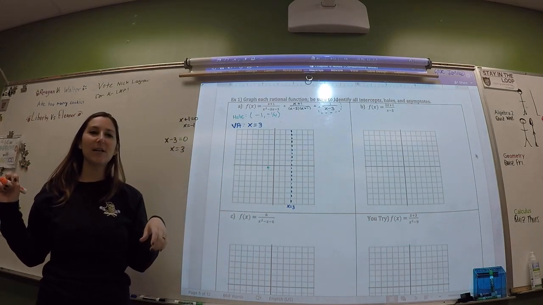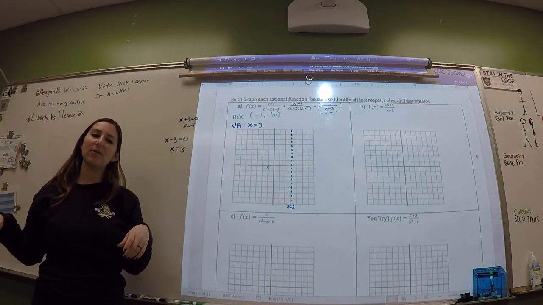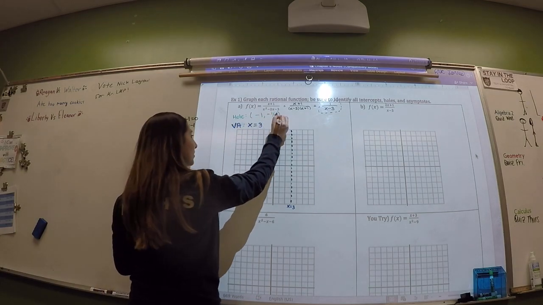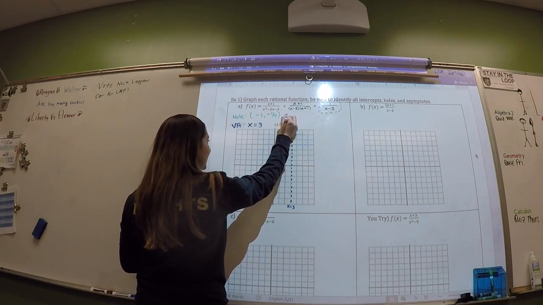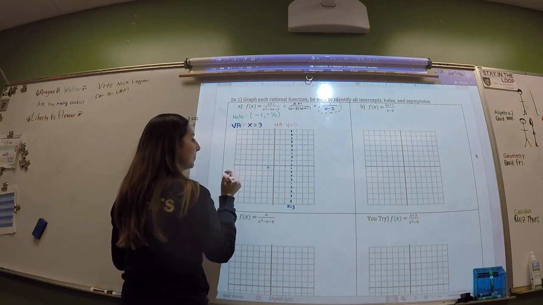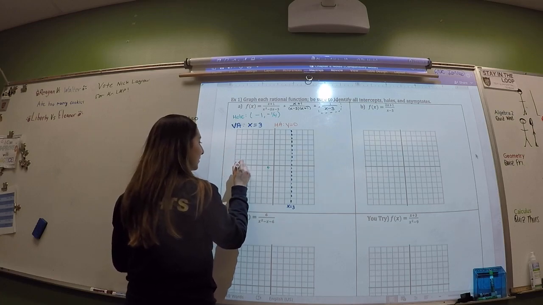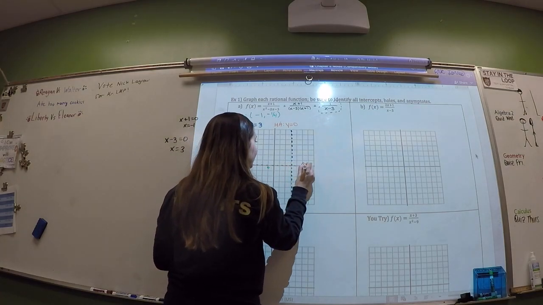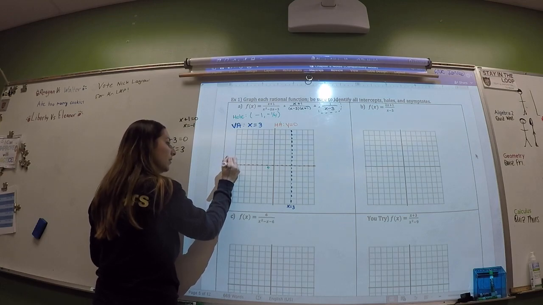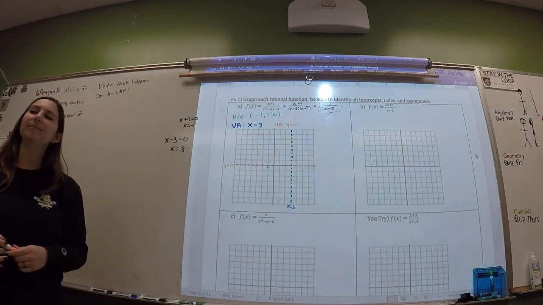So if the degree of the denominator is greater than the degree of the numerator, then your horizontal asymptote is y equals 0 because it is bottom heavy. It's always 0. It's the one that goes the other direction.